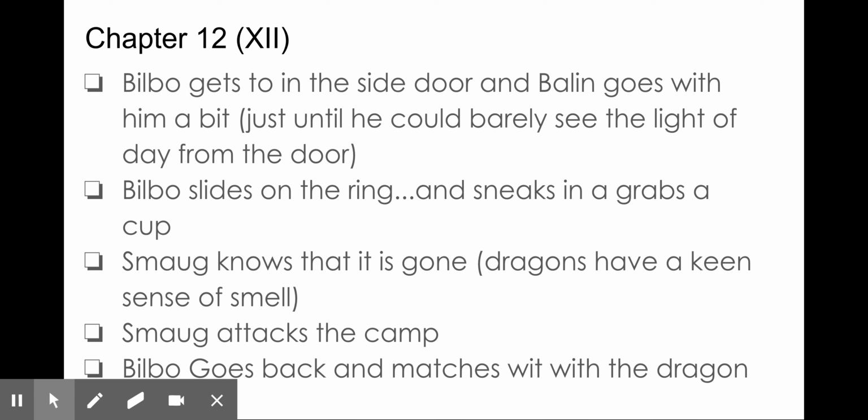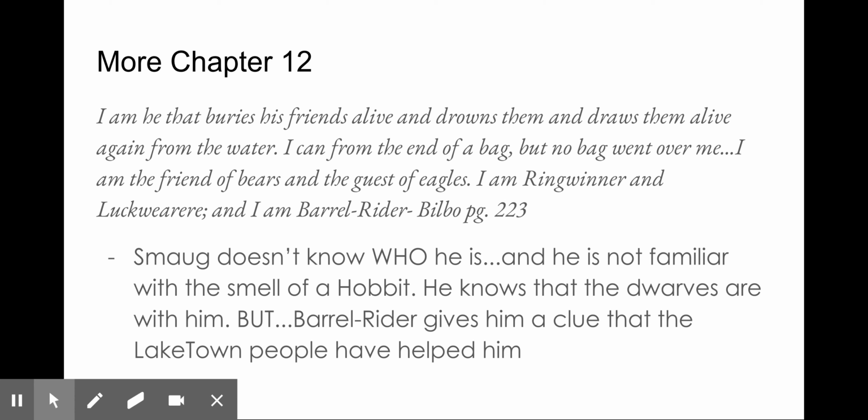Bilbo goes back in and he matches wits with the dragon. He has the ring on, but the dragon can kind of smell him. Bilbo says this, and this is noteworthy. Bilbo does this riddle, and it is a chronicle of his journey. I am he that buries his friends alive and drowns them and draws them alive again from the water. I came from the end of a bag, but no bag went over me. I am the friend of bears and the guest of eagles. I am ring winner and luck wearer, and I am a barrel rider.